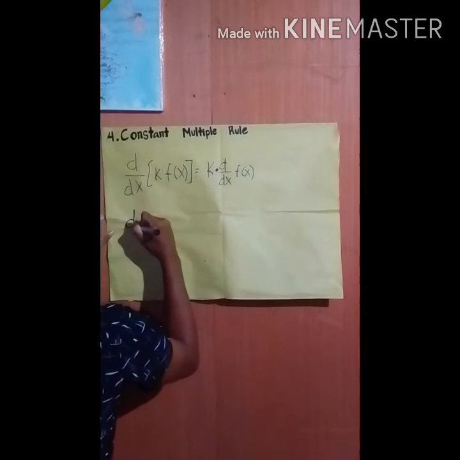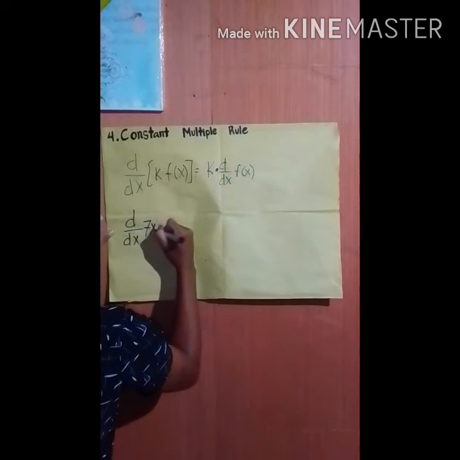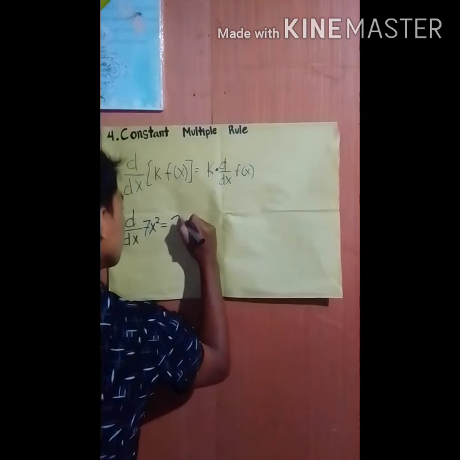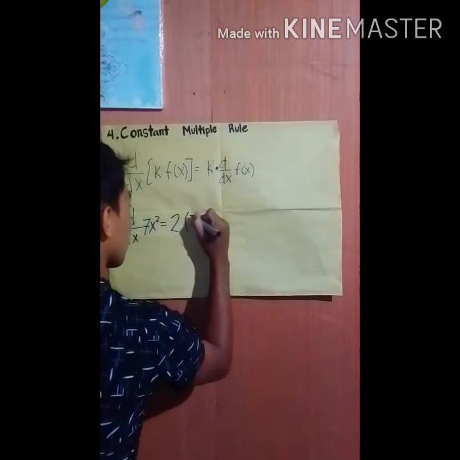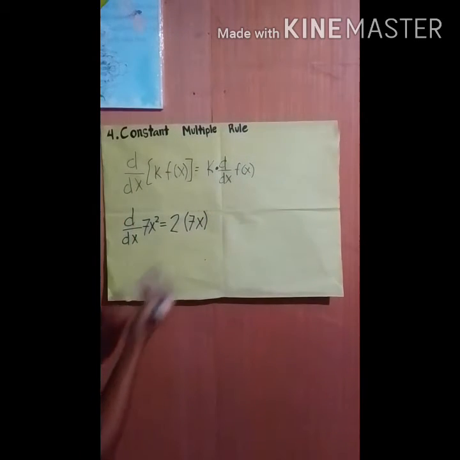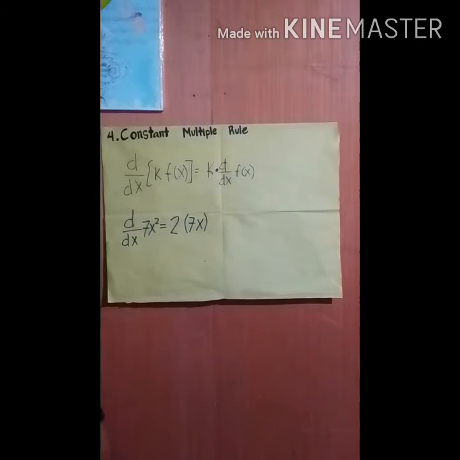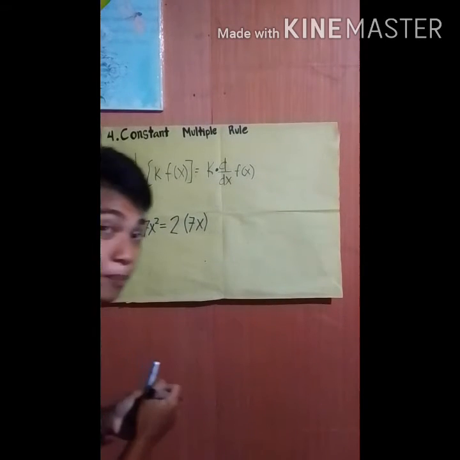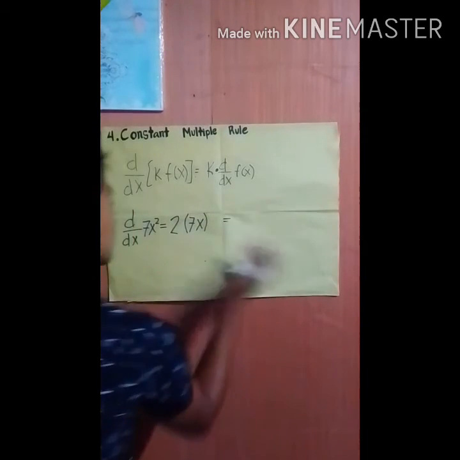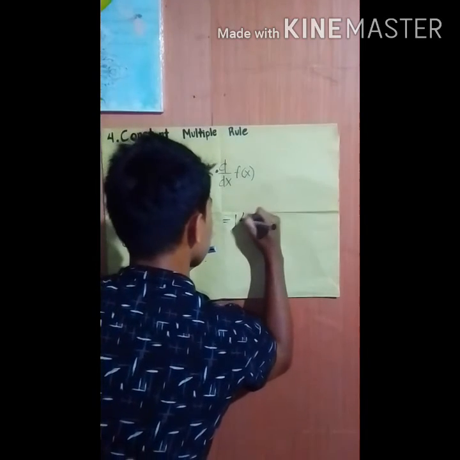Here's the example. The derivative of 7x squared: the constant is 7, and the function here is x squared. So if you know the power rule, you can apply it. Then 2 times 7 equals 14.